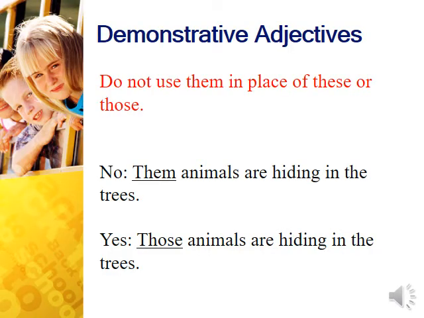Demonstrative adjectives: do not use them in place of these or those. For example, do not use the word them in the place of these and those, because them is totally different. It's an object pronoun. So for example, don't do this: Them animals are hiding in the trees. This is wrong. Instead, you should say those or these. If they are hiding in the trees, it means that they are far. So use: Those animals are hiding in the trees. This is the correct one.